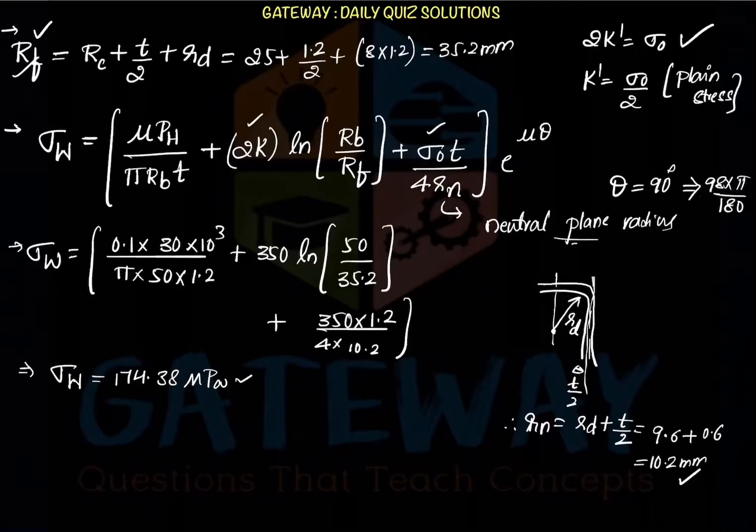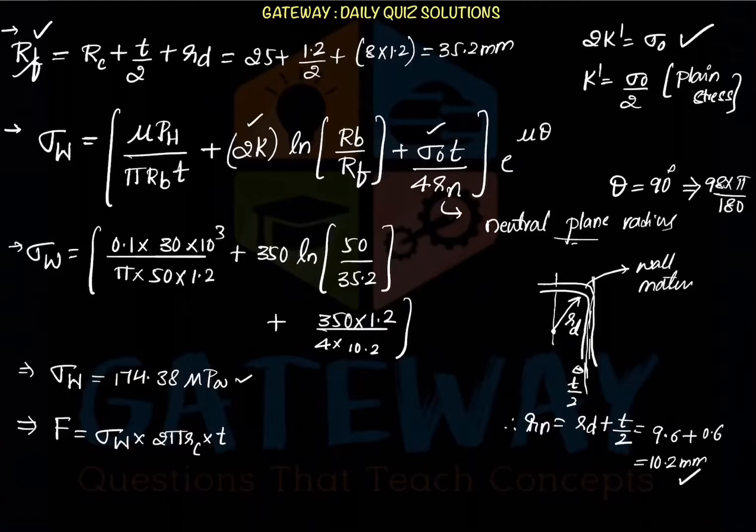We need to calculate the force. We know stress is equal to force upon area, then force is equal to stress sigma W into the area. Area here is 2 pi RC into the thickness, because in this wall material we are taking, this is our wall material, the wall of the vessel formed, the cup formed. So this is our wall material, and its area will be 2 pi RC into T. Since it will be in three dimensions, it will be forming a cylinder, so we will be taking the total cylindrical area 2 pi RC into T, and that comes out to be F is equal to sigma W into 2 pi RC into T.